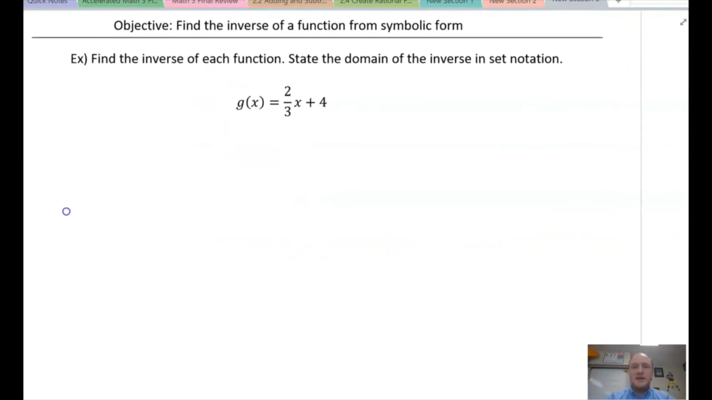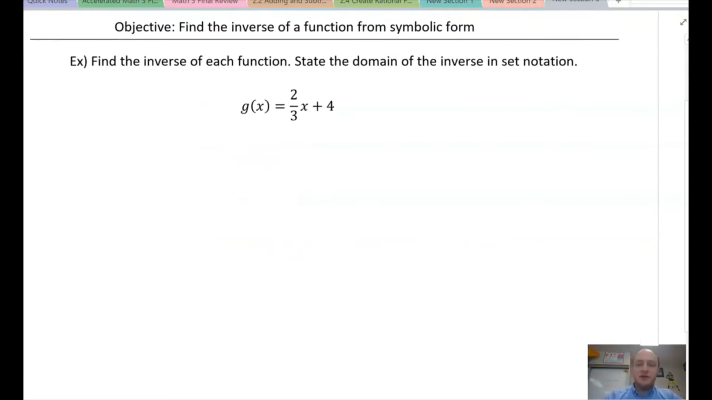All right, next example. Find the inverse of this function, state the domain. So again, I'm going to make it y is equal to 2/3 x plus 4. That's step 1. Step 2, I'm going to switch x and y. x is equal to 2/3 x plus 4.